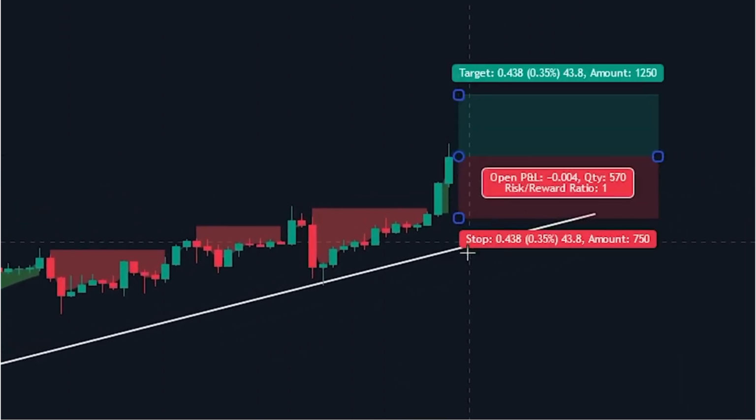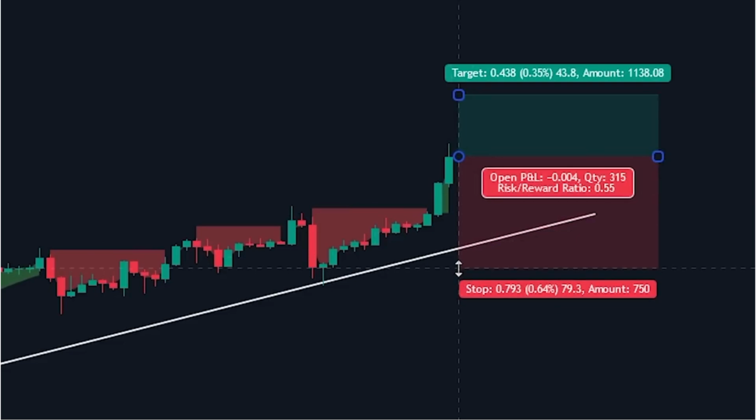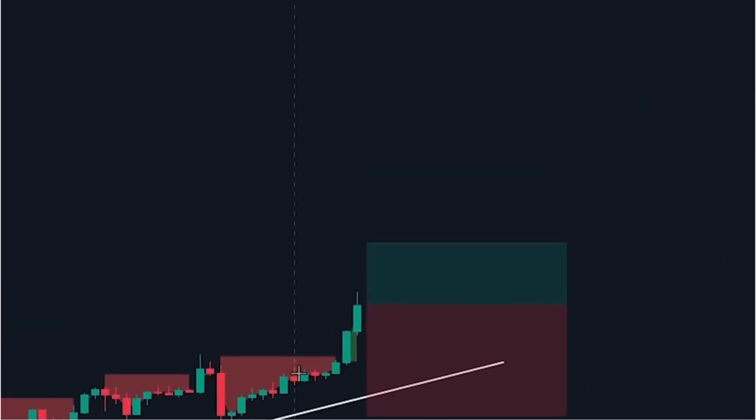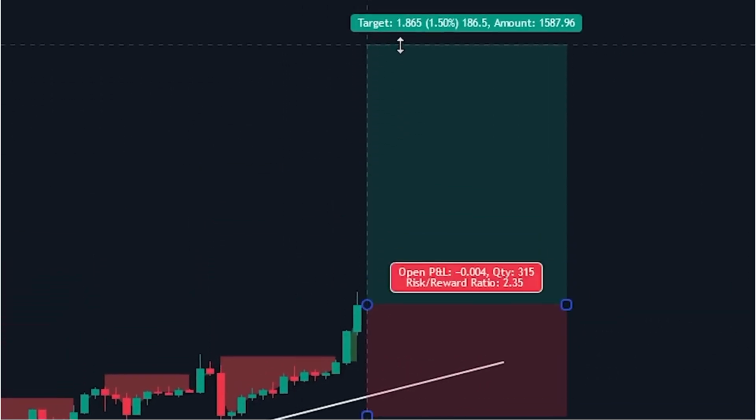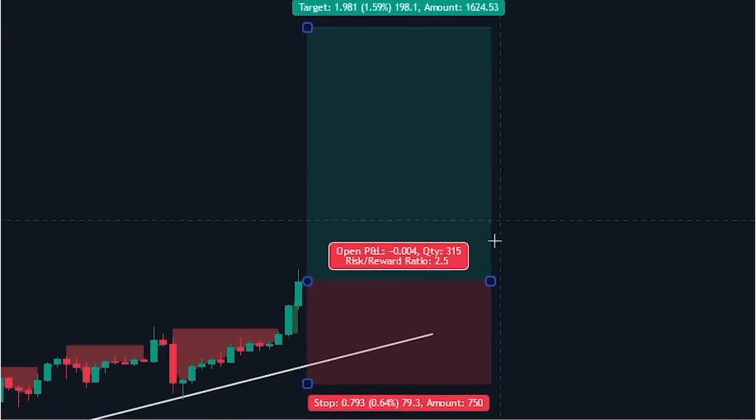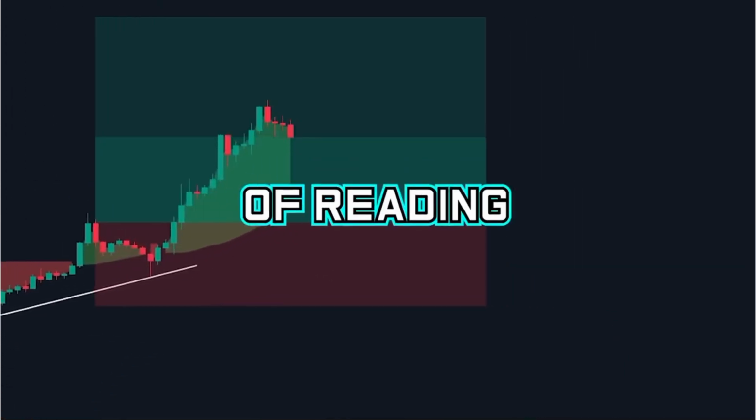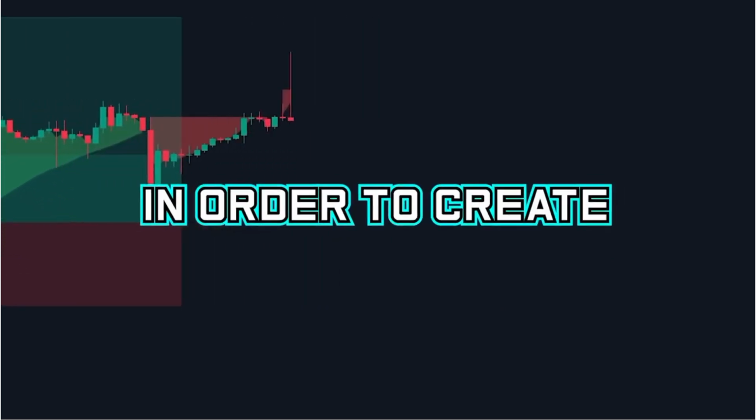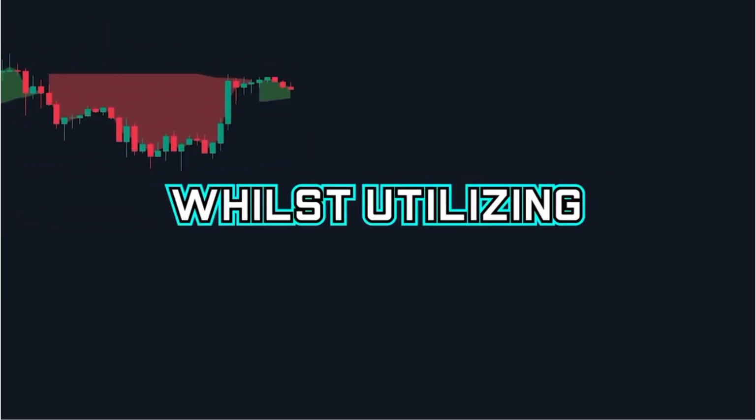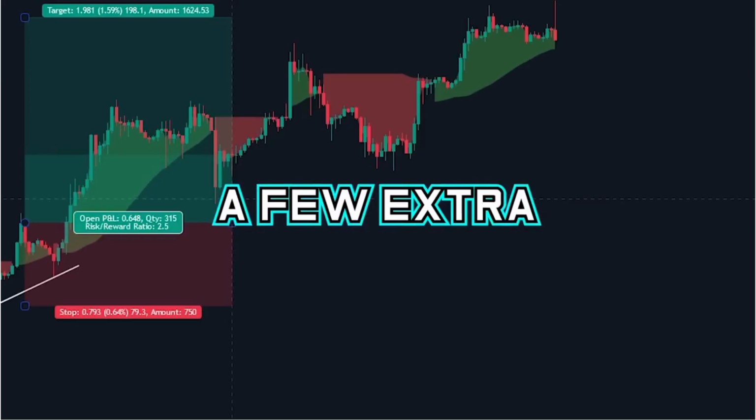We will be placing the stop loss at the recent swing low. For the take profit, we will be targeting a 2.5 times risk to reward ratio. Now let's see how the trade plays out. As you can see, there are many ways of reading the indicator. However, in order to create a full strategy whilst utilizing the indicator, it's important to add a few extra indicators to the chart.